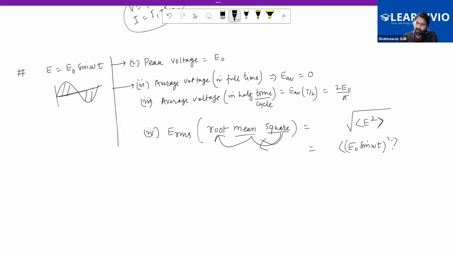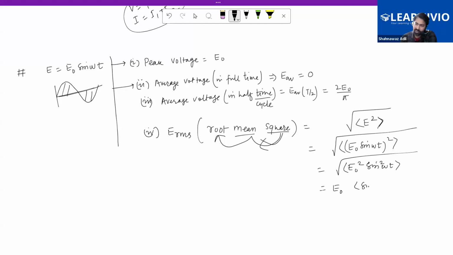And if you take the average of this thing, E naught is a constant, so this thing is taken outside. Let's say this is E naught square sine square omega t, and then you are taking the average of this thing. So E naught square is a constant. It comes out of this average and then comes out of the root. So this becomes E naught.